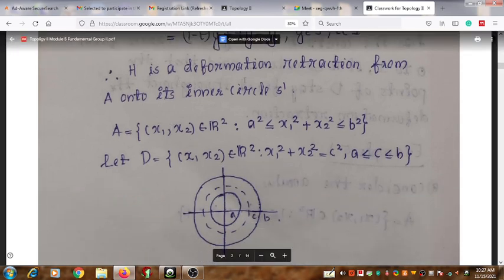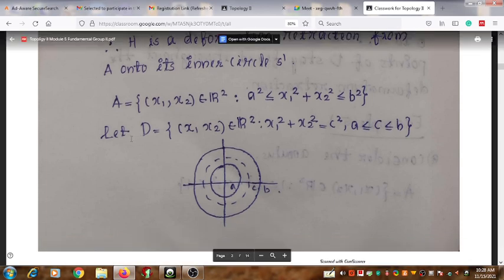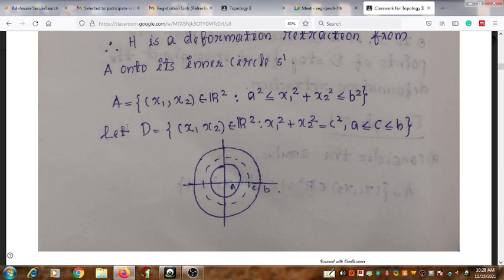Thus H is a deformation retraction from A to the inner circle S1. And thus the verification of the example is now complete.